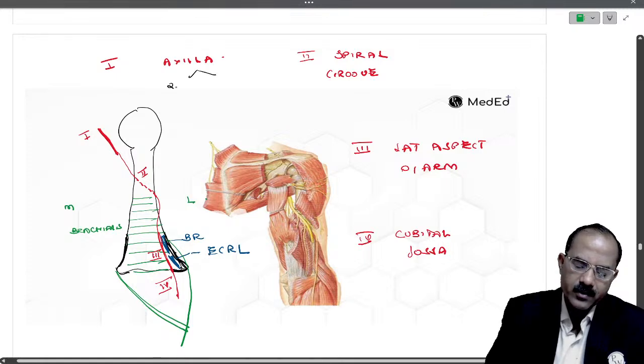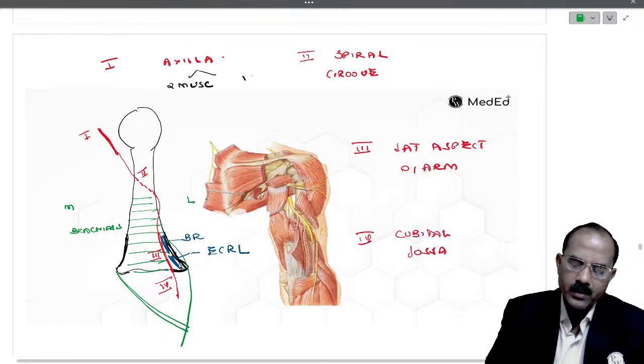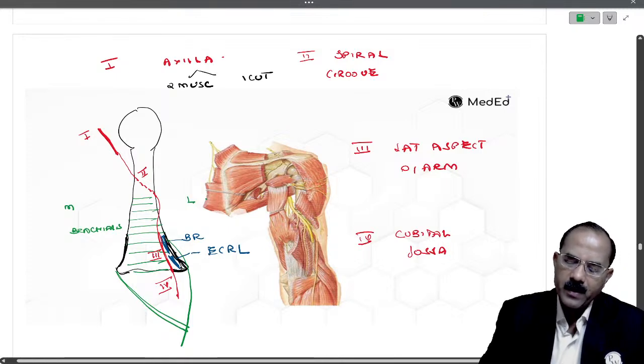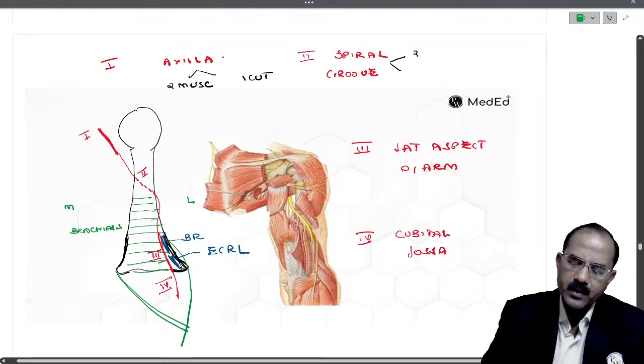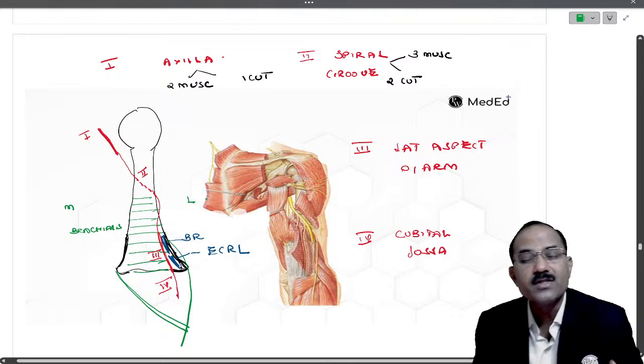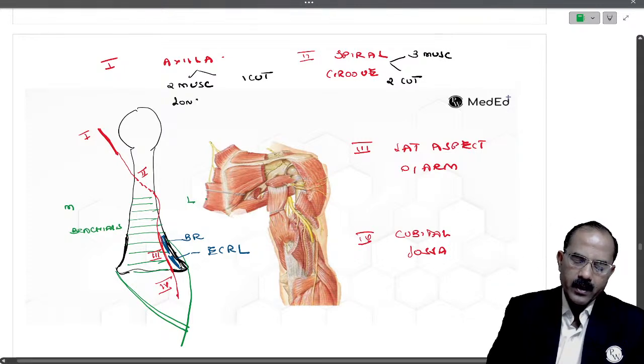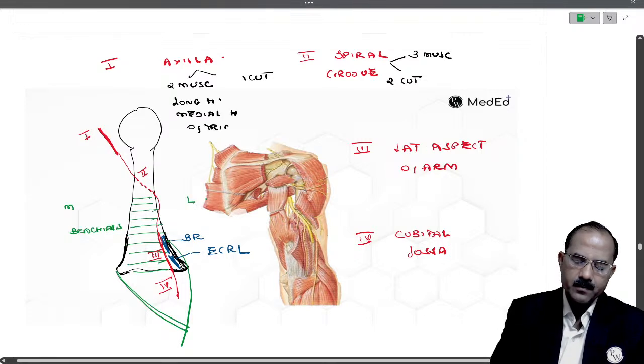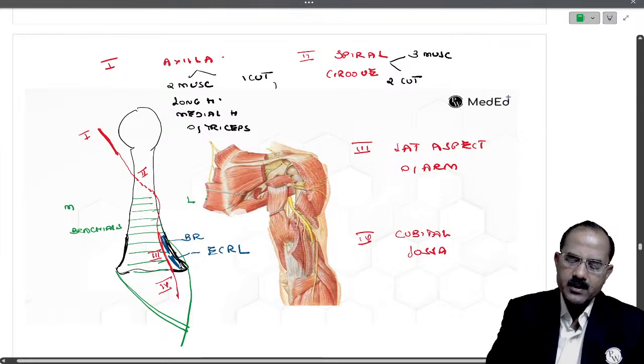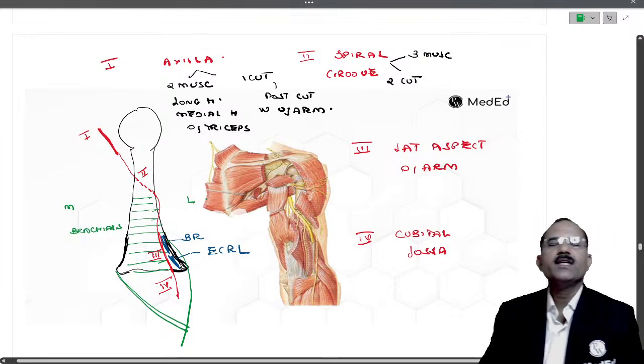In the axilla, it gives two muscular branches and one cutaneous branch. In the spiral groove, it gives three muscular branches and two cutaneous branches. This is the easiest way to remember. So two muscular branches are given to the long head and the medial head of triceps. One cutaneous branch is the posterior cutaneous nerve of arm.